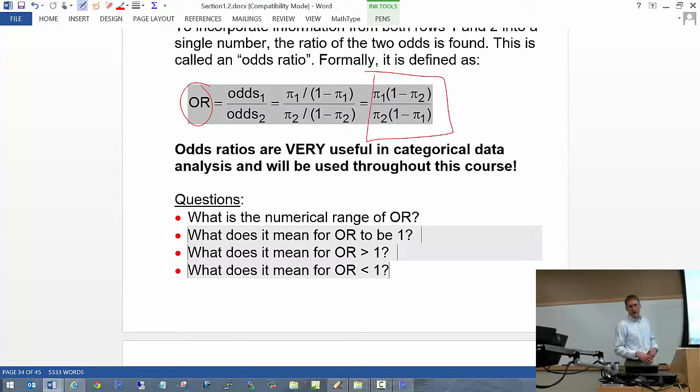What does it mean then for the odds ratio to be greater than 1? The odds of success for group 1 are greater than for group 2. And then if the odds ratio is less than 1, then the reverse is true. Okay.